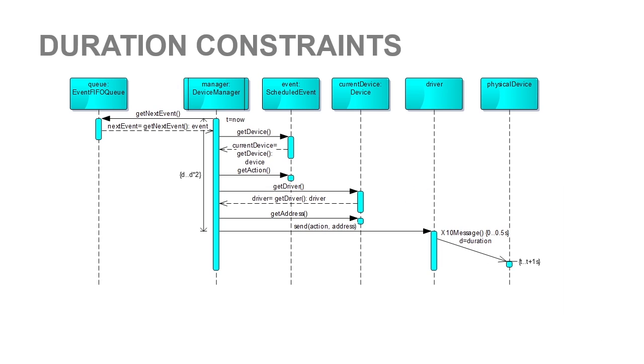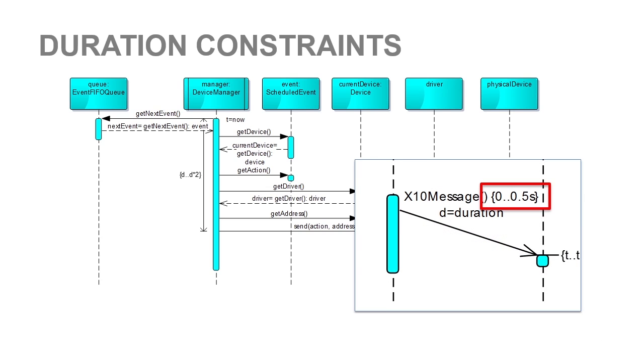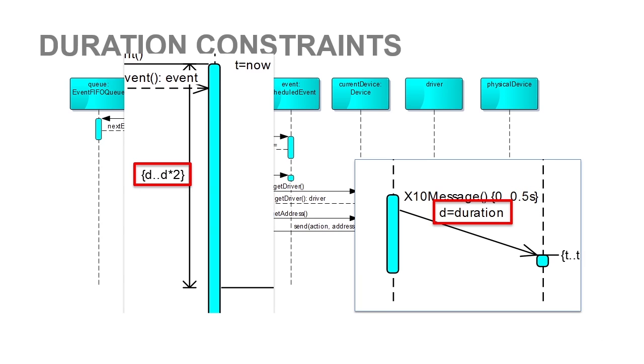This diagram shows an absolute duration constraint on the message between driver and physical device, and a duration observation on the same message. Let's zoom in so you can see. The constraint in braces says that this message must take no more than 0.5 of a second between the sending and receiving. The observation notes this duration and records it as D. The duration constraint, alongside the lifeline for device manager, says that the total time between the two messages where the arrowheads are on that line must not be greater than D times 2.